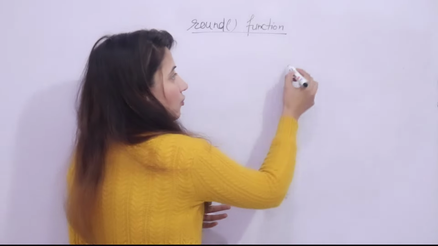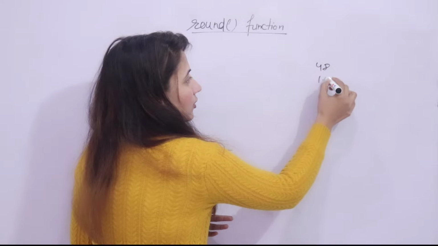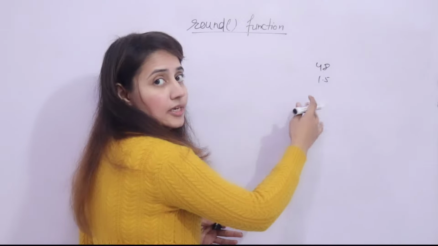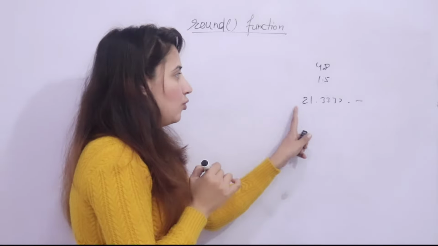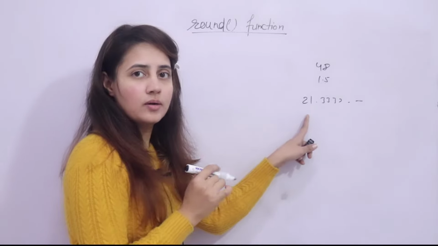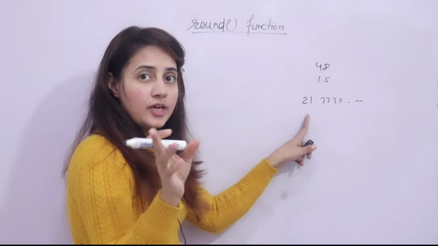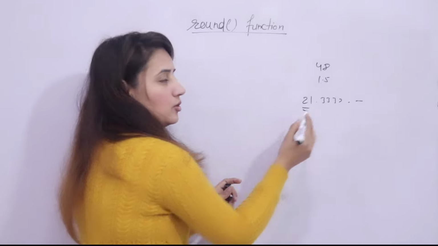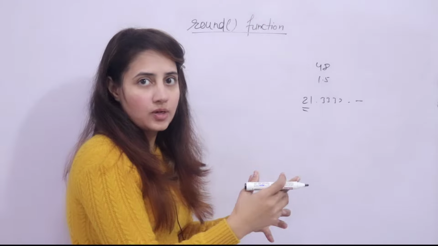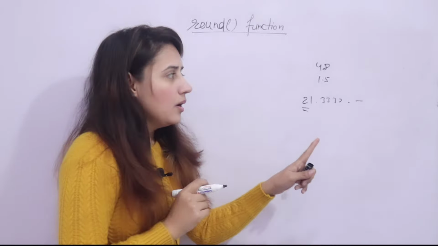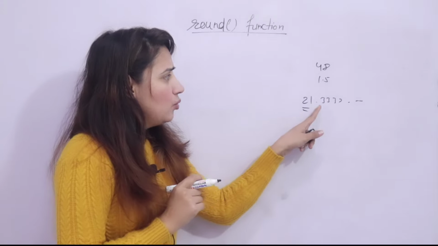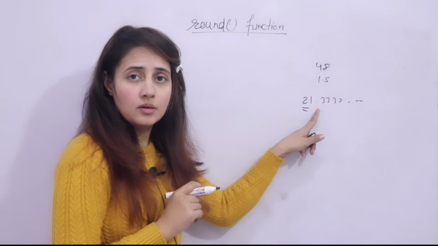Like if I enter weight 48 and height 1.5, then directly it will give 21.3333, something like this. But I don't want this number, I want a whole number like 21, only integer. For that, what you have done is convert this into int. Type conversion we have done in this previous exercise. But one more thing we can do is round off this number.